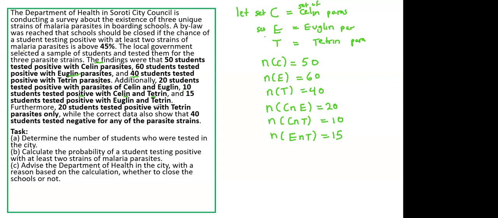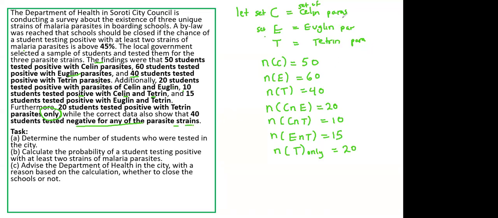Furthermore, 20 students tested positive with tetrine parasites only. Now that one, we said whenever you find the word only, tetrine only was equal to 20. So you write the word there only, because that should give you a hint that there is nothing you have to subtract. The moment you find the word only, do not subtract anything. While the data also shows that 40 students tested negative for any of the parasites.